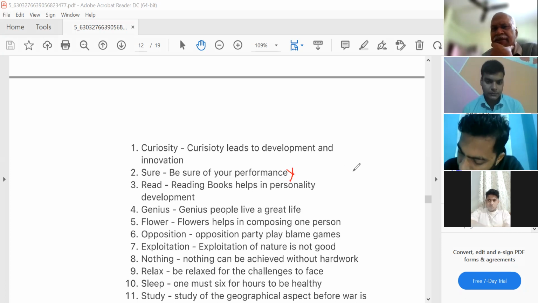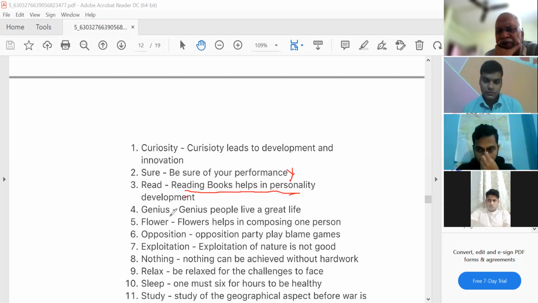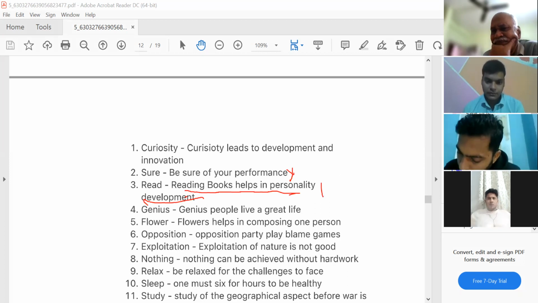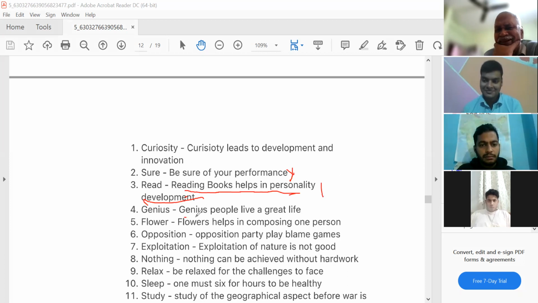Okay. Next. Read it. Reading books helps in personality development. Is it only you read books for personality development or what? No, sir. Then it's knowledge. It means what? This again gives me doubt about your personality itself. Yes, next. Genius people live a great life. What is this great life? Thanks, sir. Is this happiness? Is this money? Is this honor? No, sir. Then what?